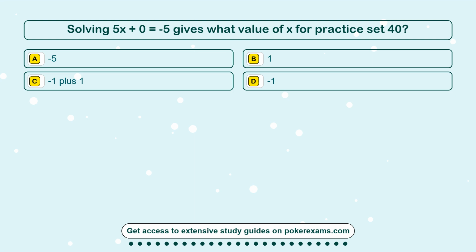Question 9. Solving 5x plus 0 equals minus 5 gives what value of x for practice set 40? Option A, minus 5. Option B 1. Option C, minus 1 plus 1. Option D, minus 1.